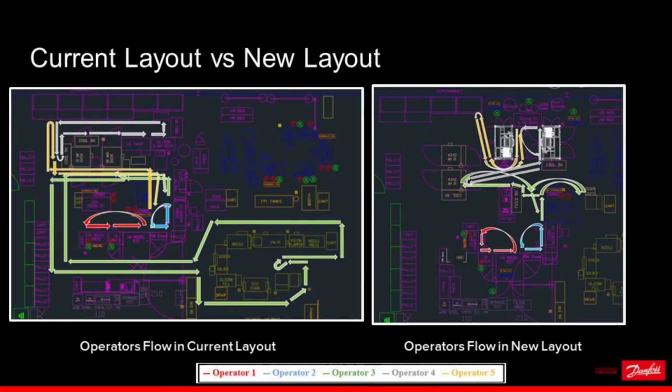This is a comparison of the current layout and the new layout. We mainly focus on workers 3, 4, and 5 when we create a new layout because they are the workers that have the longest travel distance. By reducing transportation time, which is non-value added but necessary time, we manage to increase value added time, which helps us achieve the second objective, increase productivity by 5%.